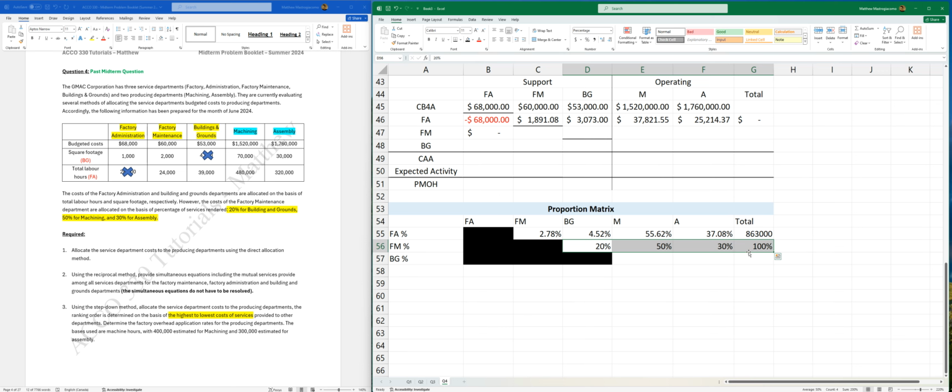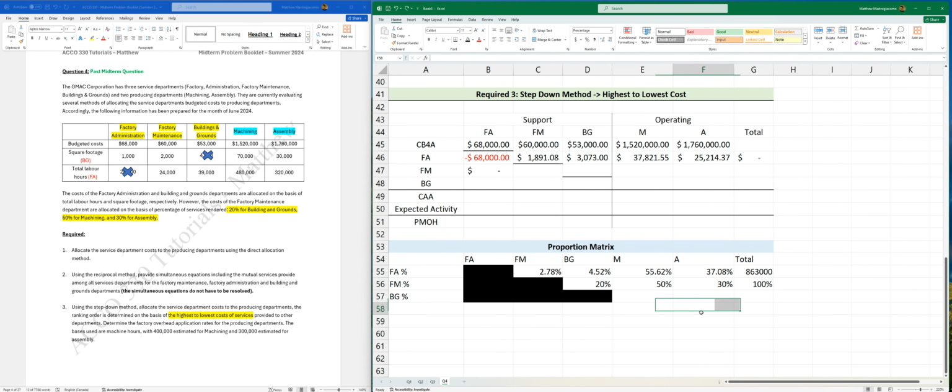Because guys, let's just say factory maintenance was the bottom dog, right? It was last. Then we'd have to adjust the percentages because we'd only have 80 here. But since it's the second rank, we're okay. We're good to go. All right, so I hope that's okay with everyone.